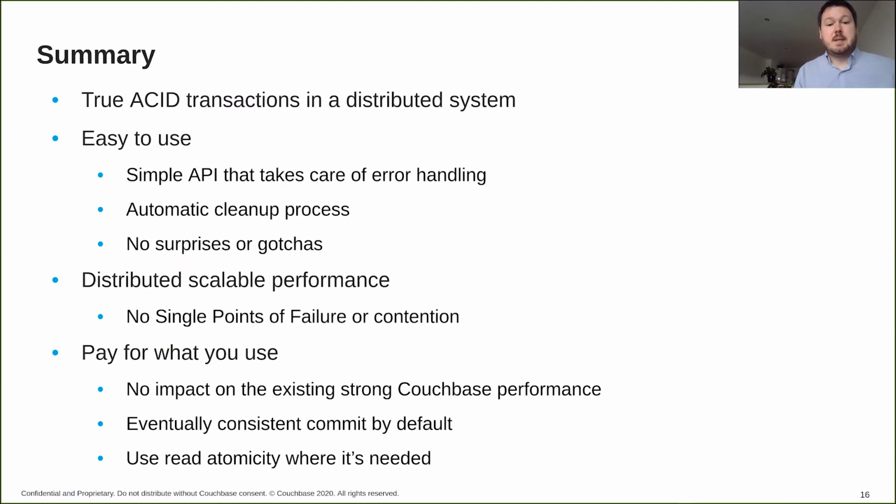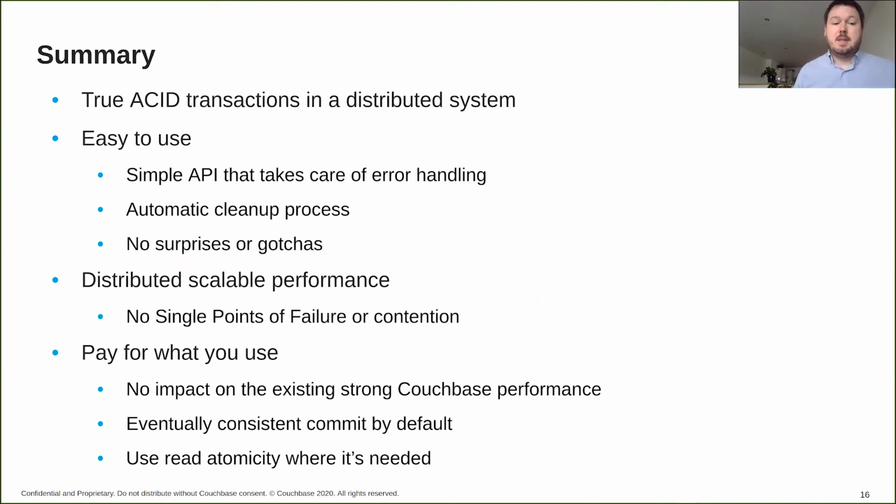I guess we've reached the summary point. Hopefully I've shown you that we offer true ACID transactions in a distributed system. I think possibly the only part of the ACID definitions that might be a little bit unusual is providing the atomic commit as read atomicity rather than write atomicity. Hopefully I've shown you why we feel that's necessary and why we feel that achieves the performance that you're looking for and why we did it that way.